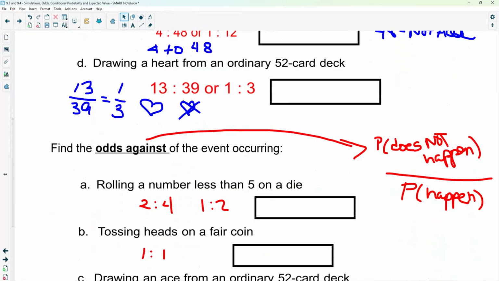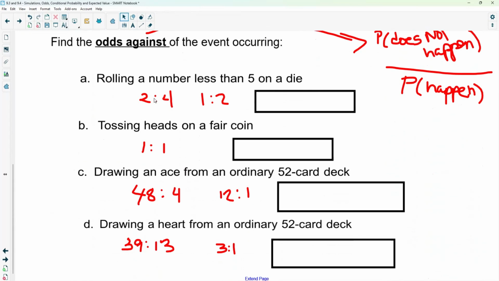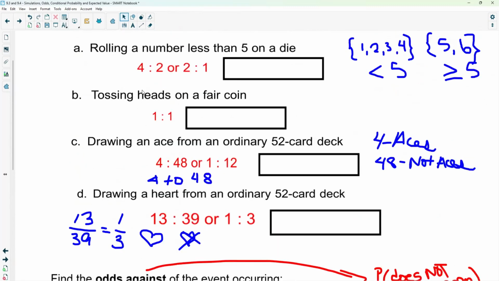Odds against, and I kind of wrote over here, the probability that does not happen over the probability that happens. So I have exactly the same 4 problems, but we're going to see it as odds against. So that a number less than 5 appears. So how many are not less than 5? 2. How many are less than 5? 4. So we're going to simplify those. Okay, so as you see, it's all of these backwards.